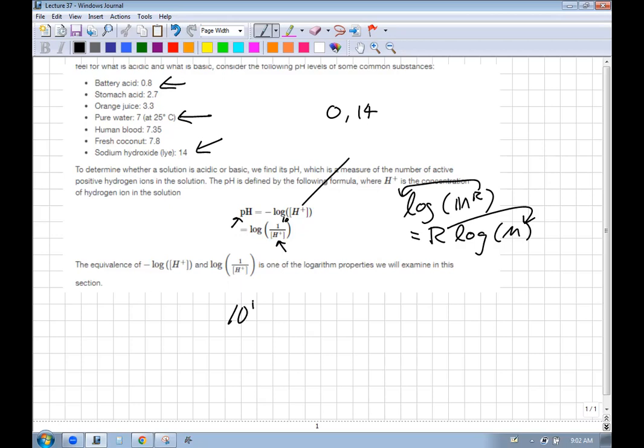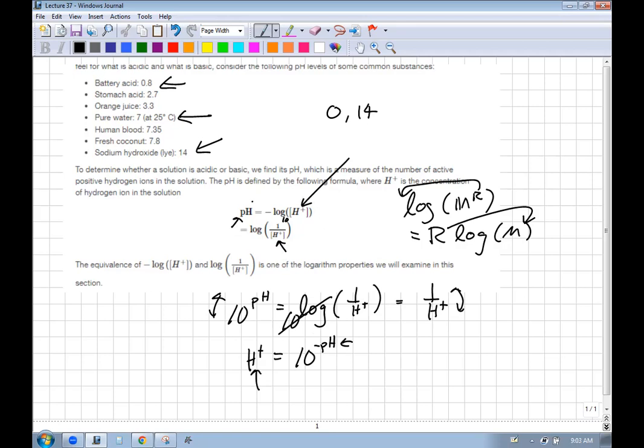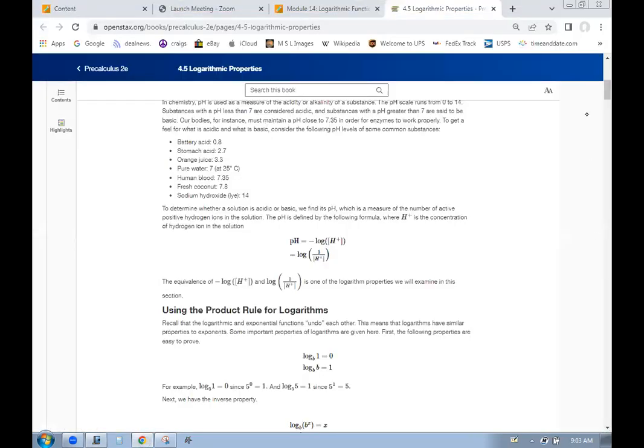Or if you do 10 to the power of both sides, these undo one another. And then you can take the reciprocal of both sides and see that the hydrogen ion content is just 10 to the negative pH. So if I give you the pH, you can figure out the hydrogen ion content, or if I give you the hydrogen ion content, you can figure out the pH. And we'll get around to that later.